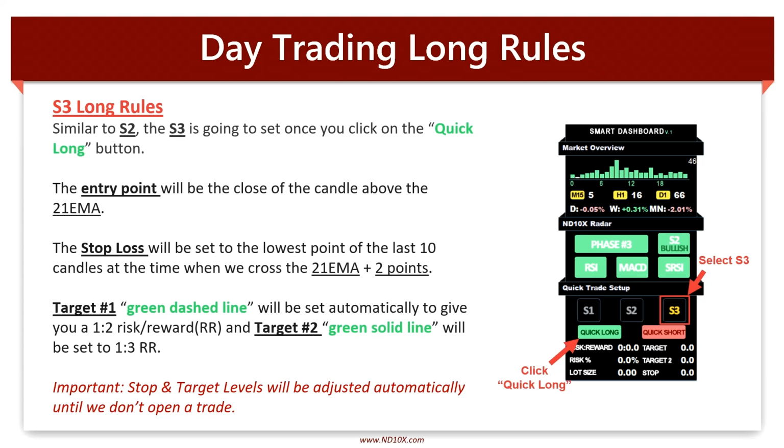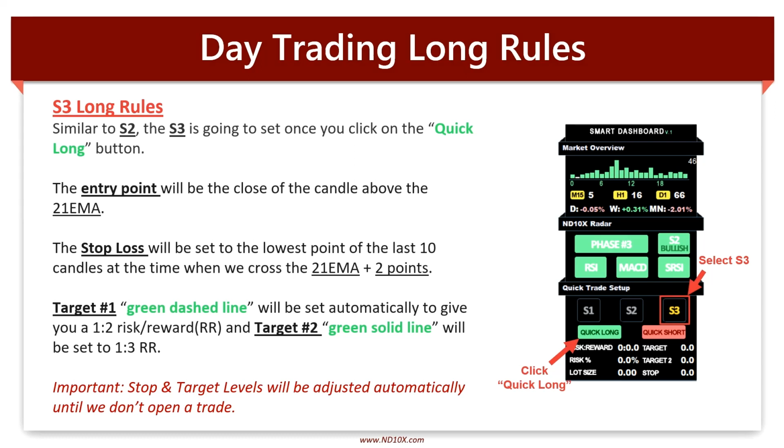S3 long rules. Similar to S2, the S3 is going to be set once you click on the Quick Long button. The entry point will be the close of the candle above the 21 EMA. The stop loss will be set to the lowest point of the last 10 candles at the time when we cross the 21 EMA, and you add 2 points for the spread. Target 1, green dashed line, will be set automatically to give you 1 to 2 risk reward, and target 2, green solid line, will be set to 1 to 3 risk reward.